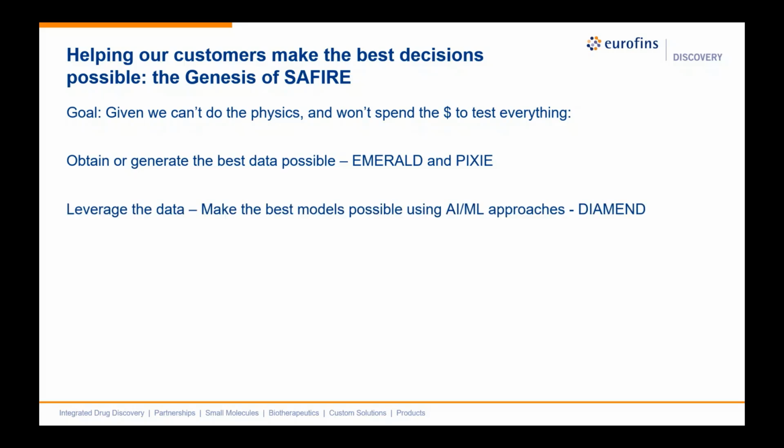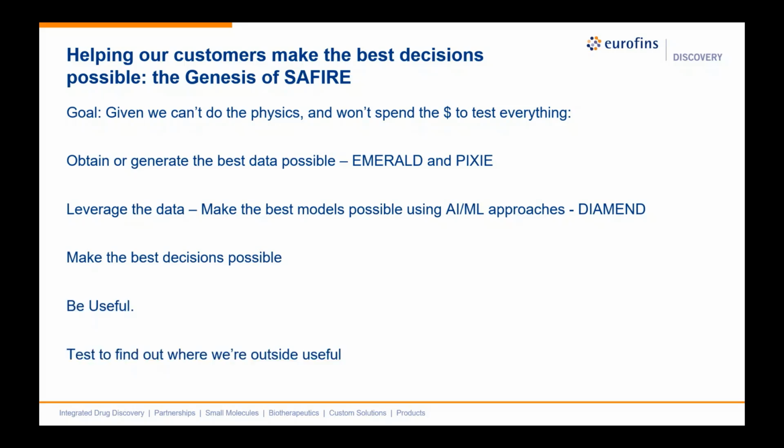We're going to leverage the data using the best models possible, implementing AI and machine learning approaches, and that's our automated model building project called Diamond. And then make the best decisions possible and be useful to the projects. And when we notice that the models aren't performing as well as they could be, we optimize the models, developing local models, again, using the Diamond tool.